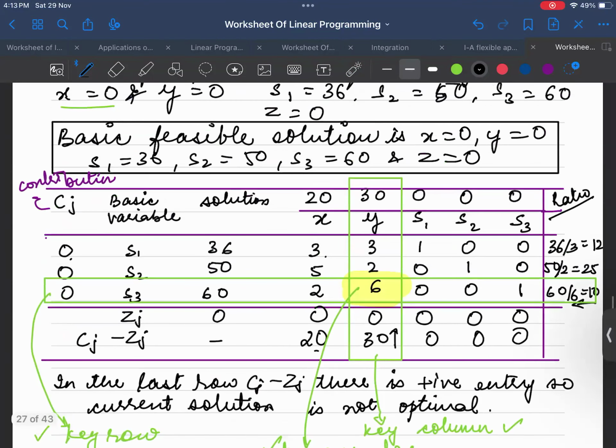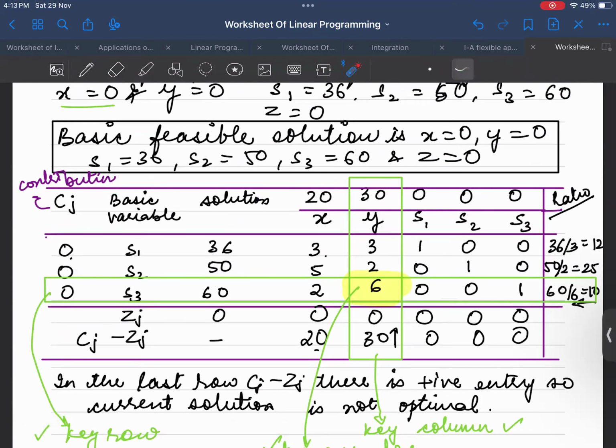If one unit of x is brought into the solution, the objective function will be increased by 20. If I bring one unit of y into the solution, the objective function will increase by 30. We can say z will increase more if one unit of y is brought into the solution.